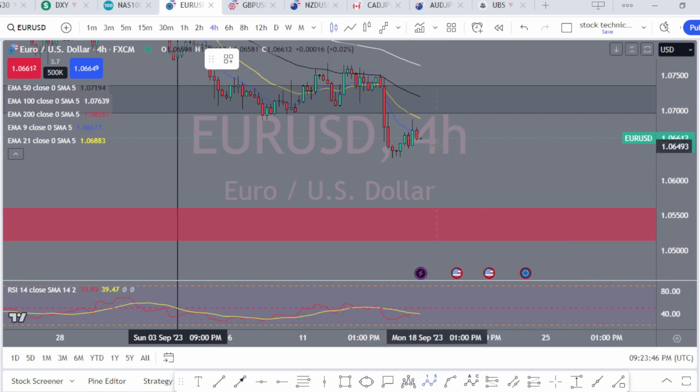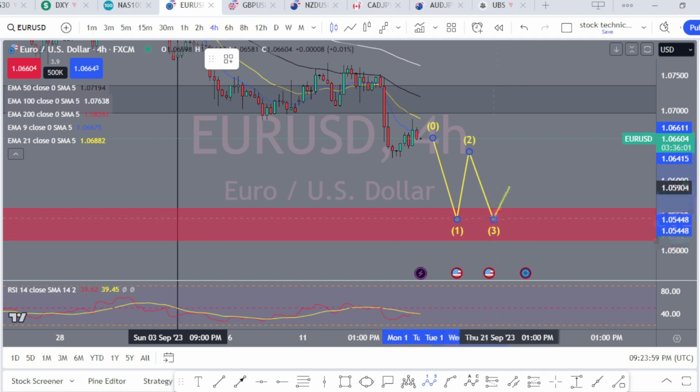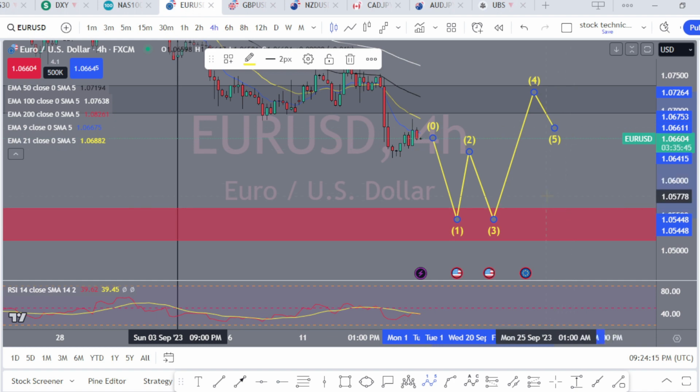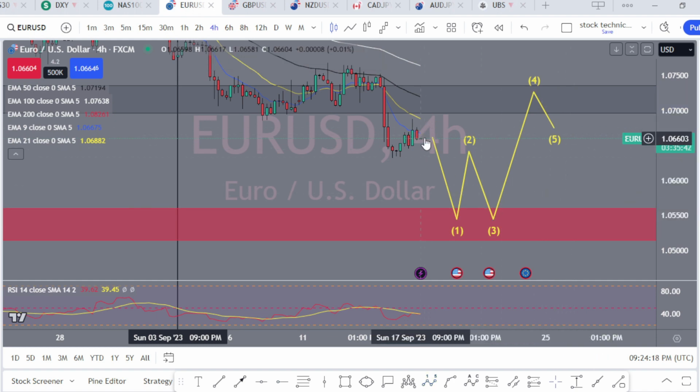It might do this. It might start here, go down, right, to that, and then come back, test that resistance right here. You see that resistance? Test it, come back down for a double bottom, and then come back again. Go back to that resistance, and then what might happen? It might continue to go up, or it might go down to come back and test this again. So that's a possibility. If it starts here, we can't do anything right now. But if it comes down here, there's a possibility for a buy right now.